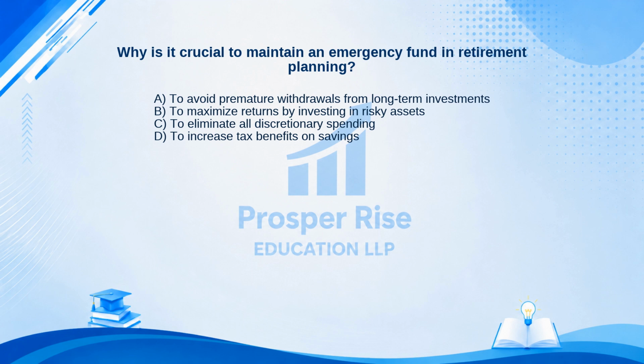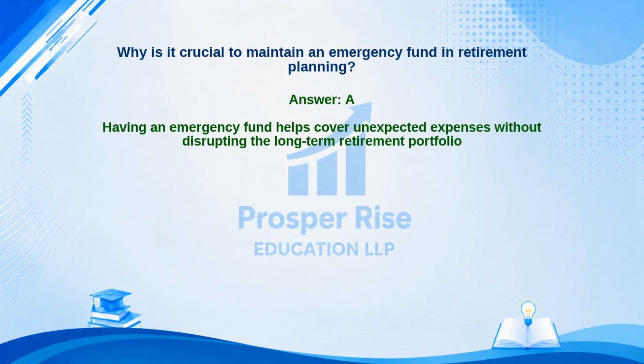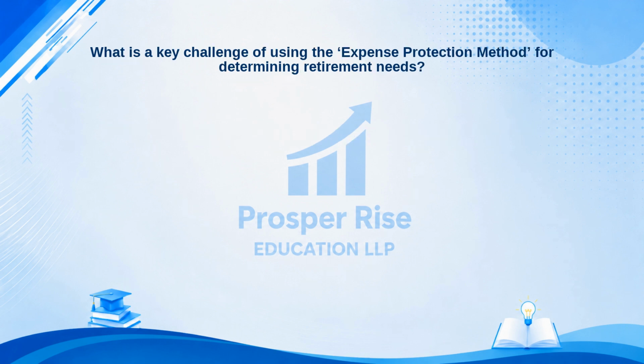Take a moment to pause the video and decide. The correct answer is option A. Let's see why. Having an emergency fund helps cover unexpected expenses without disrupting the long-term retirement portfolio. Let's look at this next question.